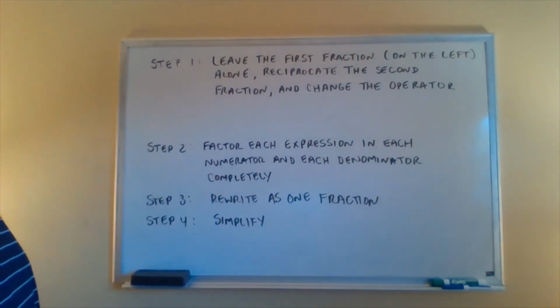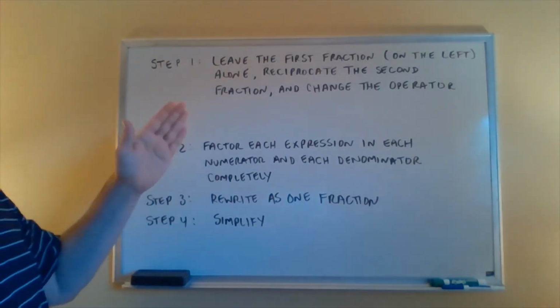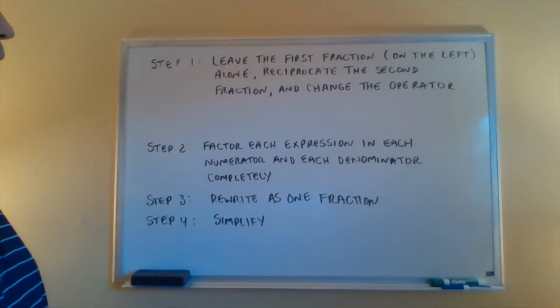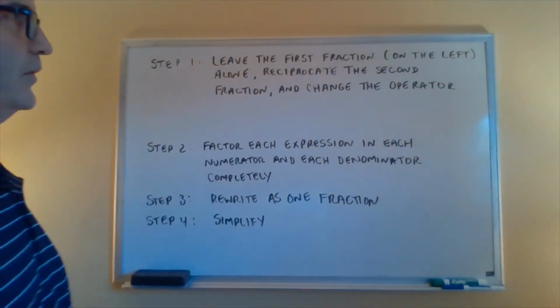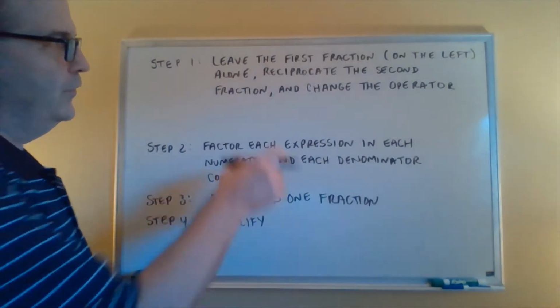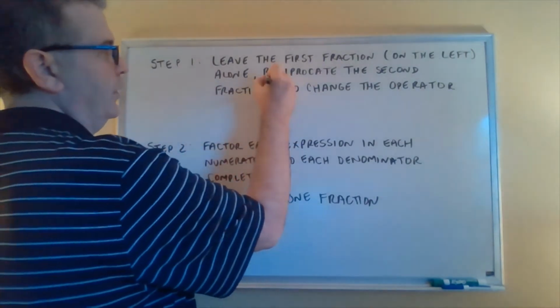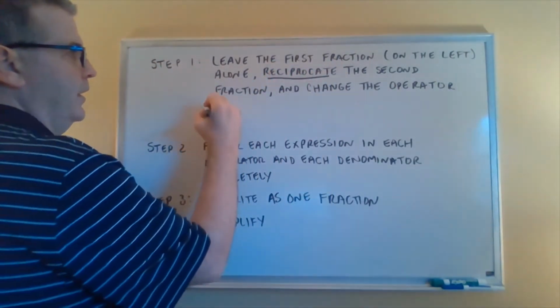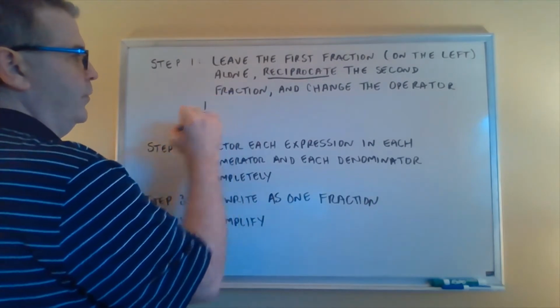Step 1, we're going to leave the first fraction, that's the one on the left, alone. We're going to reciprocate the second fraction and change the operator. Let's go over a couple of terms over there. What do I mean when I say reciprocate? Reciprocate is just going to be flipping the fraction.